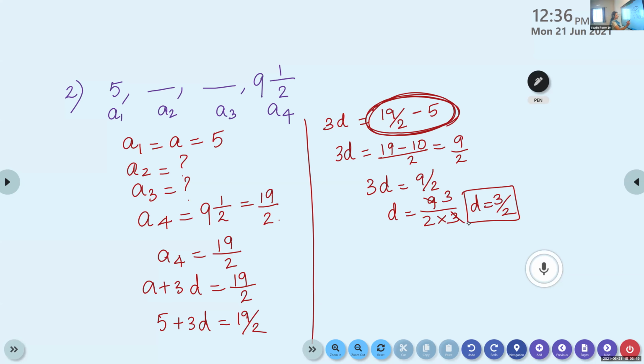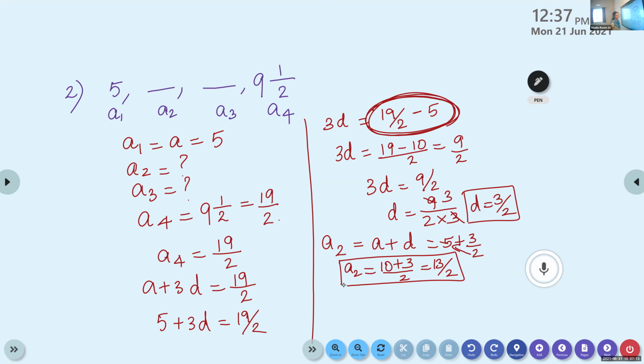Now write down what is A2 and A3. A2 is A plus D. So it is 5 plus 3 by 2. So take the LCM. 5 into 2 is 10. It is 10 plus 3 by 2, which is 13 by 2. A2 is 13 by 2.